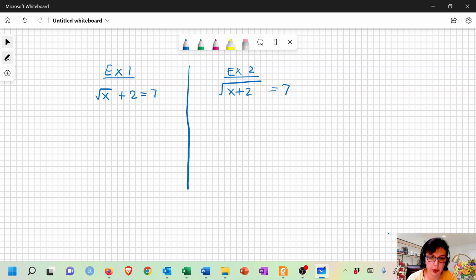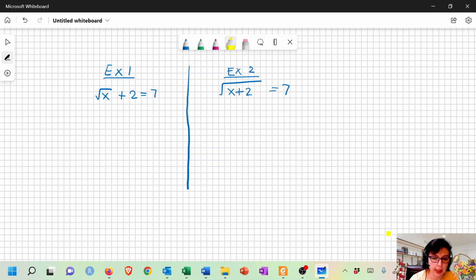And what are we supposed to do to solve equations involving radicals? So your step number one is to find the radical and what we say isolate it. What that means is the radical has to be by itself, either on the left side or on the right side of your equation. Okay?